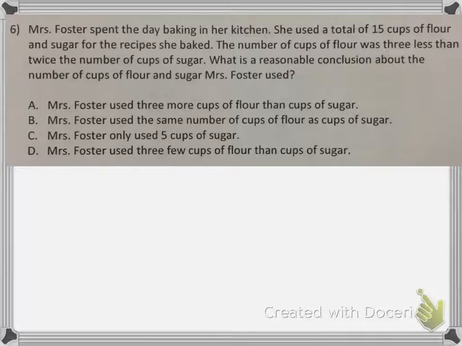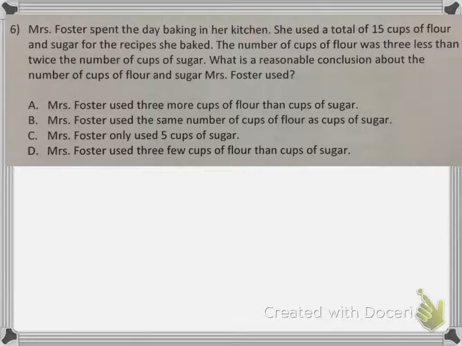Question number 6 on your review. Mrs. Foster spent the day baking in her kitchen. She used a total of 15 cups of flour and sugar for the recipes she baked. The number of cups of flour was 3 less than twice the number of cups of sugar. What is a reasonable conclusion about the number of cups of flour and sugar Mrs.